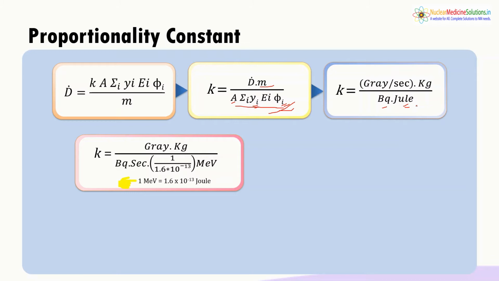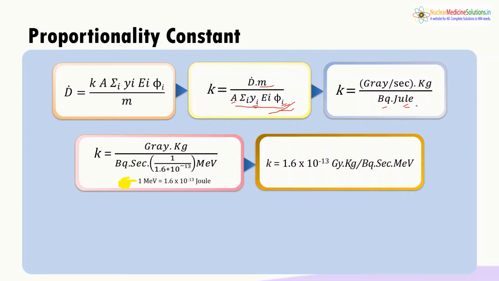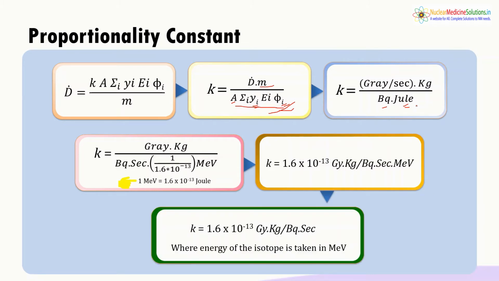So when we convert the energy from joule to MeV, the relationship is 1 MeV is equal to 1.6 into 10 to the power minus 13 joules. So finally K will become 1.6 into 10 to the power minus 13 gray kg per becquerel second MeV. Or if the energy of the isotope is taken in MeV, the value of K will be 1.6 into 10 to the power minus 13 gray kg per becquerel second.